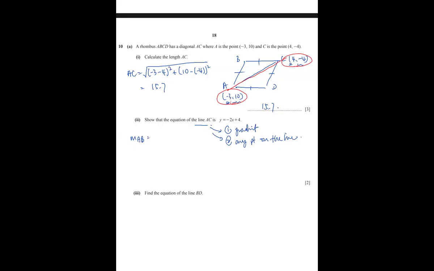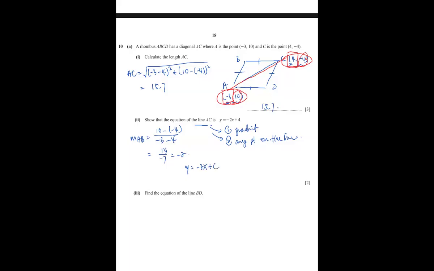So the gradient is 10 minus -4 over -3 minus 4. The gradient is y1 minus y2 over x1 minus x2. A common mistake is students will put the x on top. So do not put x on top. For gradient, you put y on top. So this is 14 over -7, which is -2. So your equation is y equals -2x plus c.